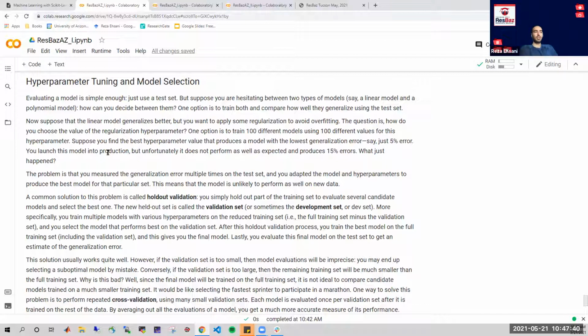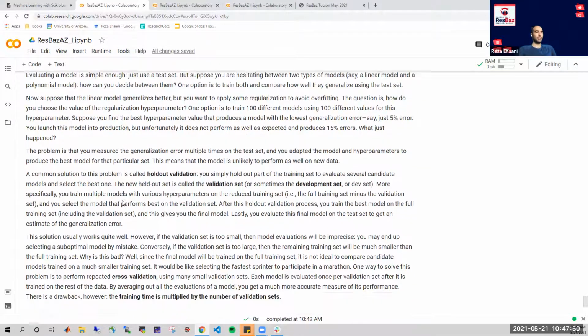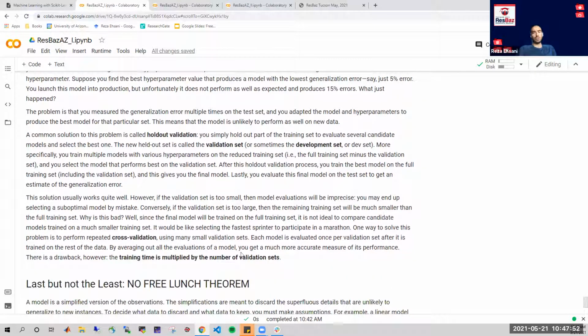And we train the model multiple times using various hyperparameters to reduce the training error and the validation error. And then we can launch this model. There's also another solution which is called cross-validation.